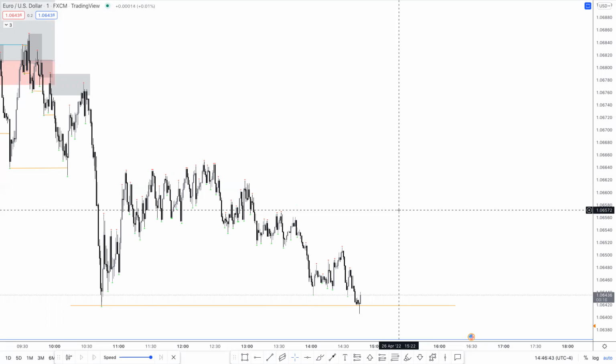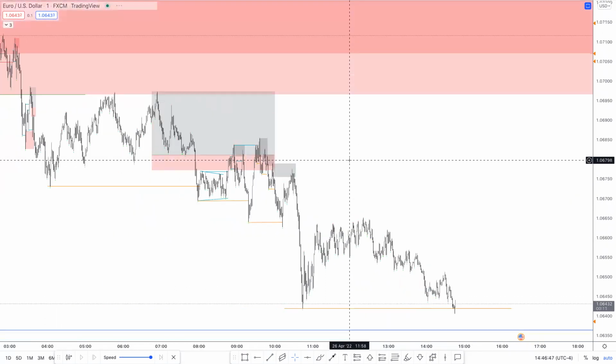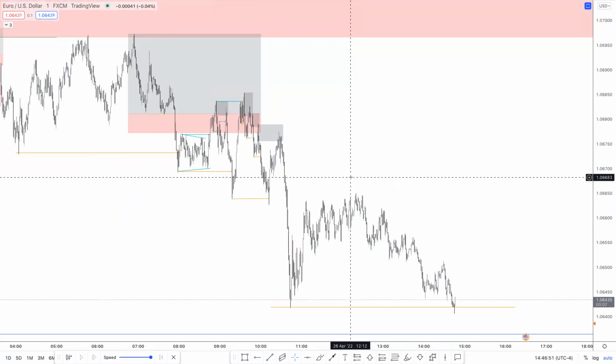Does anybody else have any questions? That's pretty much it in terms of EU today, or at least all the good positions that I saw in the market.